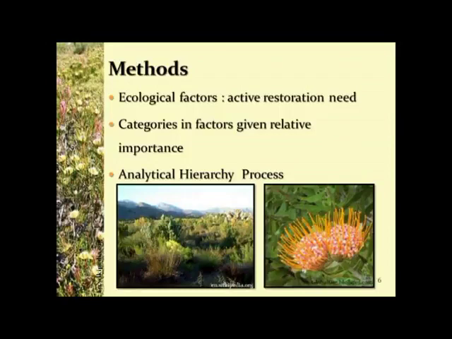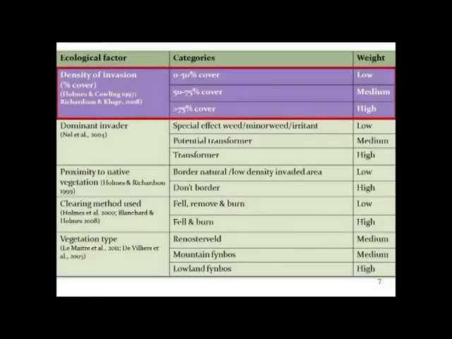These factors will be divided into different categories and given a weighting on how likely they are to need active restoration. So this is an example of some of the factors that I might use, and as an example of how I would use these ecological factors is, for example, the density of invasion, where the increase in percentage of cover will indicate that they have a higher likelihood of needing active restoration.